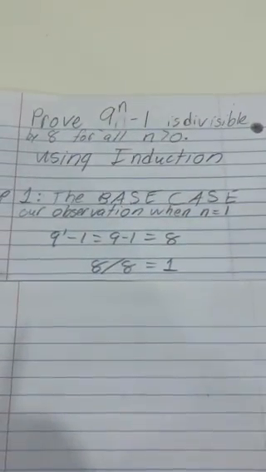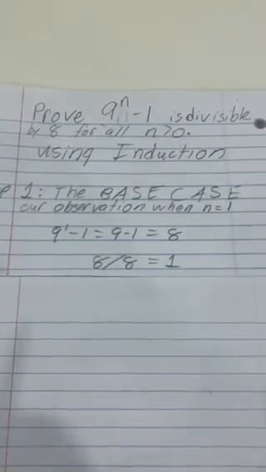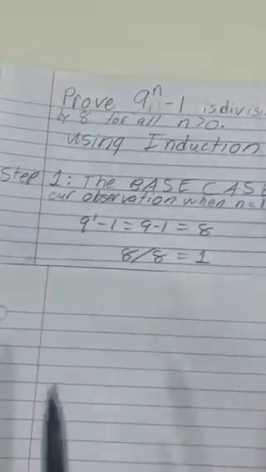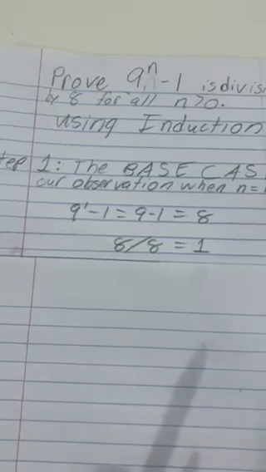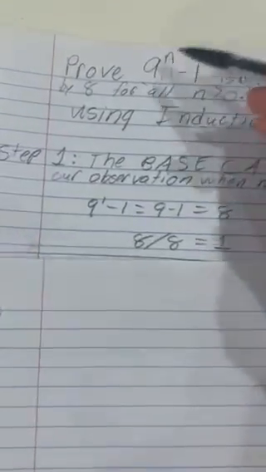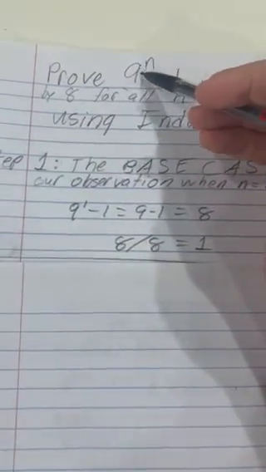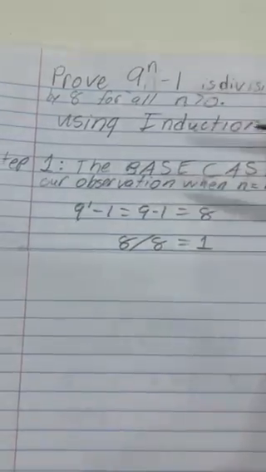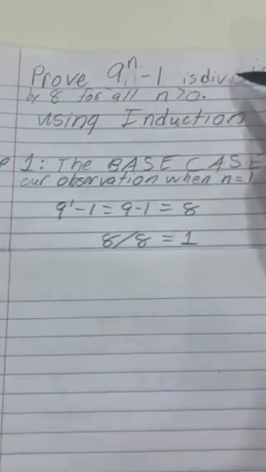So this kind of makes sense, right? 9 raised to the power of 1 is just 9. And 9 minus 1 is the number 8. 8 is divisible by itself, so we have proved this first case. This is an observation that is true, right? For this formula, when n is equal to 1, we know it is divisible by 8.